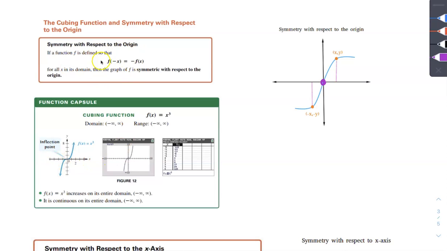Now, how do you show this mathematically? How do you show that something is symmetric across the origin? Well, when you plug in negative x, you should get the negative version of it. So if you think about f of x looking like x cubed, and I plug in a negative x, it becomes negative x cubed. When you cube a negative, nothing happens, it just stays negative. So this is a negative version of that. That means it's symmetric across the origin.